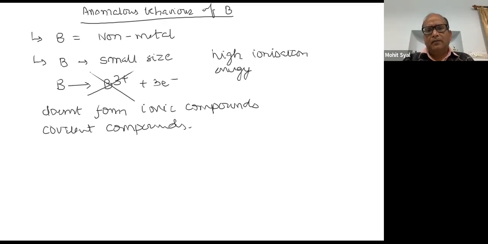While the rest of the elements can form ionic compounds, like we have seen AlF3, Al2O3, aluminium nitride. Why doesn't boron form them? Because of its high ionization energy. Okay, clear, Fatima? Yes, sir.